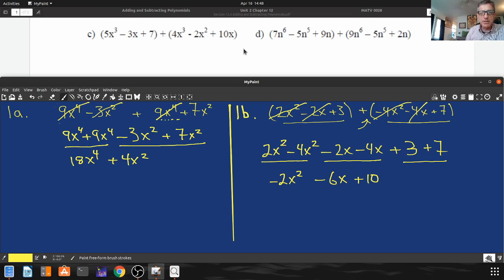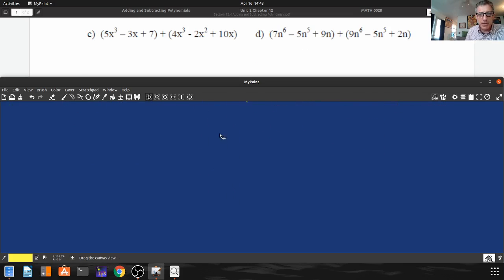So again, these also are just adding of polynomials. So 1C, we're just adding. I have 5x cubed minus 3x plus 7 plus, and that's the thing you want to focus in on, is that I'm actually adding these polynomials. So here's the second polynomial.